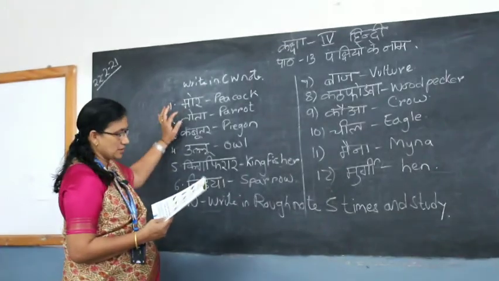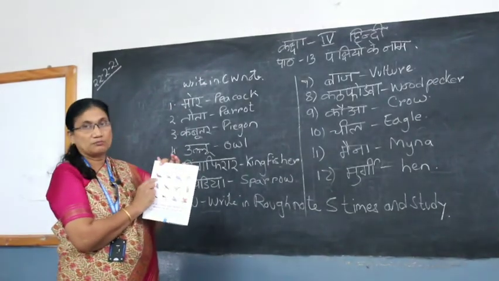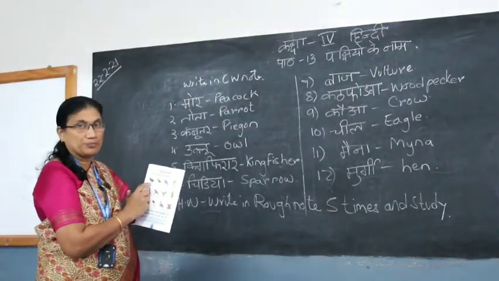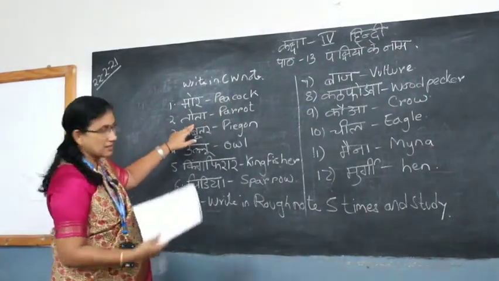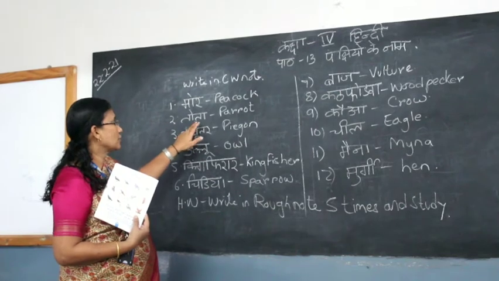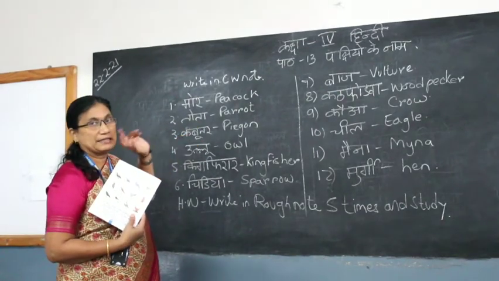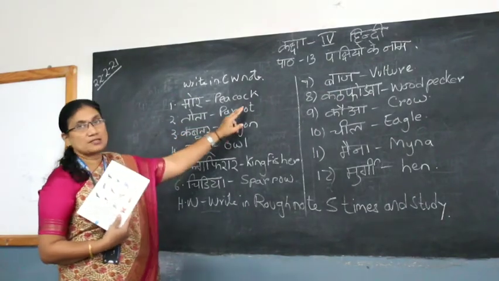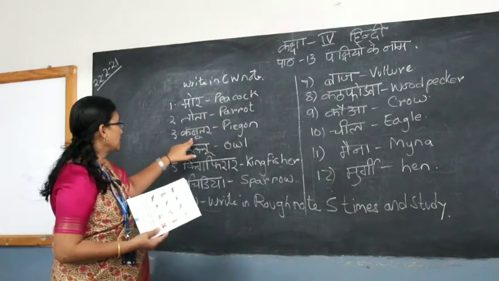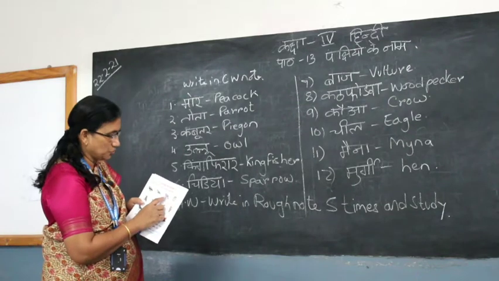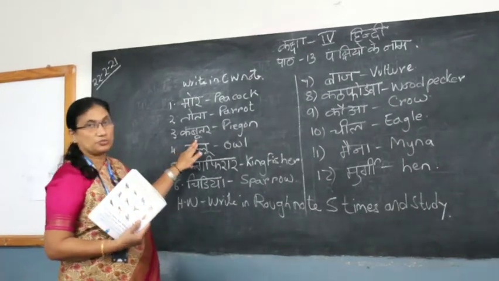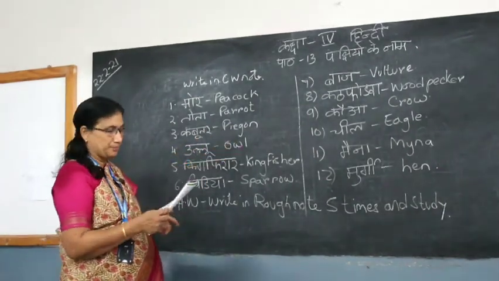So the first one is, children, everyone knows it, a more. More means peacock. Second is a green color bird, it's called a tota. In Hindi it's called tota. Tota means parrot. Then the third one is a grey color bird, that's a pigeon, kabutar. In Hindi it's called kabutar, English pigeon.